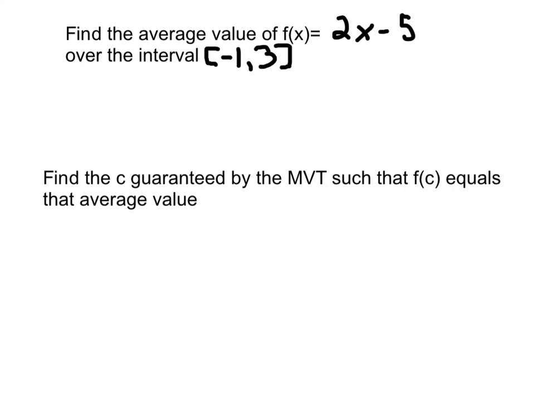I'll give you about 2 or 3 minutes to find the average value of this linear function over the interval -1 to 3, and then find the c guaranteed by the mean value theorem such that f of c is equal to the average value that you find in the first part.